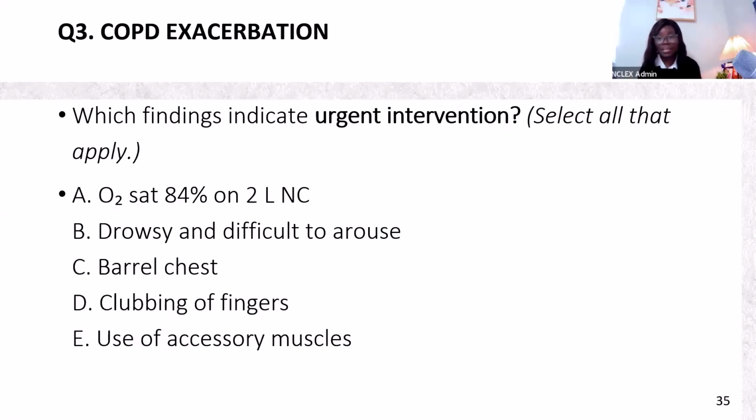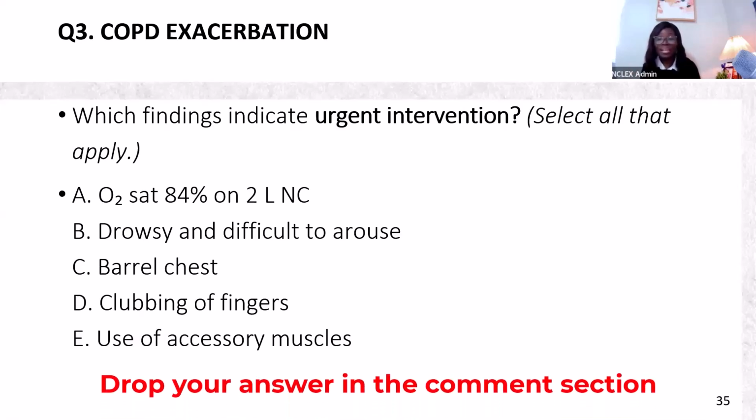C, barrel chest. If the client has barrel chest and we know that client has COPD, is this something I should run and solve? D, clubbing of the fingers. Is this something you should run? Will it kill my client right now? E, use of accessory muscles. So let's go. Let's write our answers in the chat box.